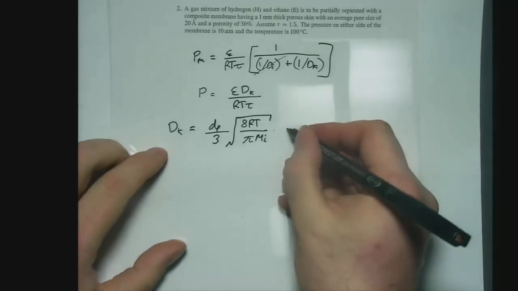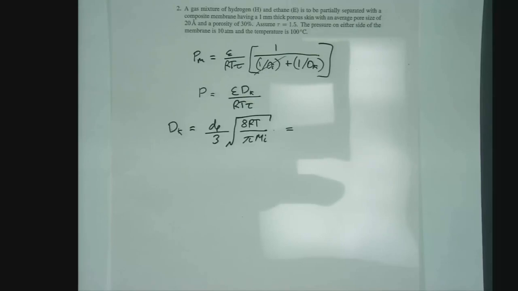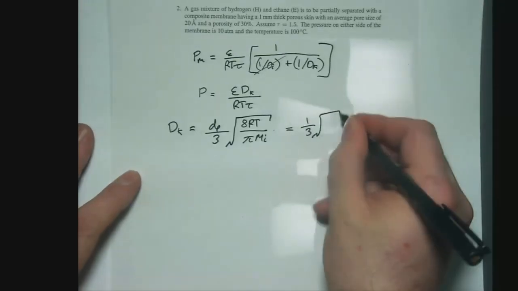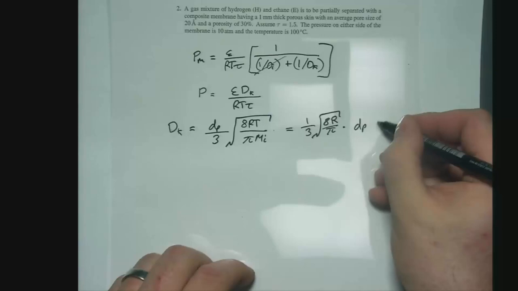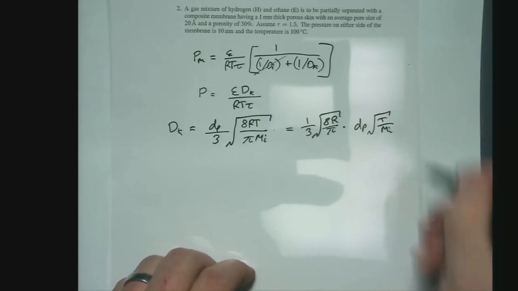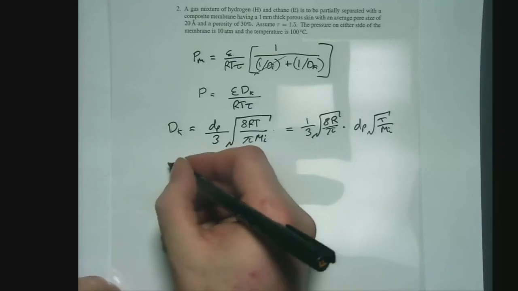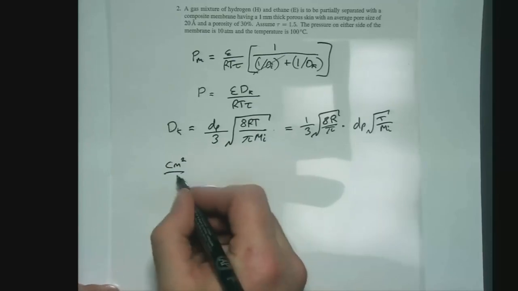If we look at our equation, we can rewrite this in terms of a constant and then our variables. If we write it in terms of a constant, we get a third the square root of 8R over pi, because they're all constant numbers, and then our variables: the diameter of the pore and the square root of the temperature over the molecular weight. If we think back to the units we previously thought about, we want our diffusivity often in centimetres squared per second. So we could write that in centimetres squared per second.